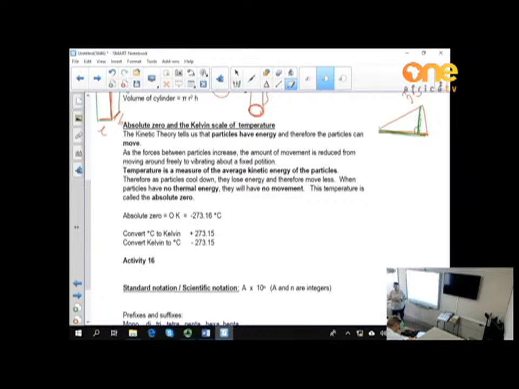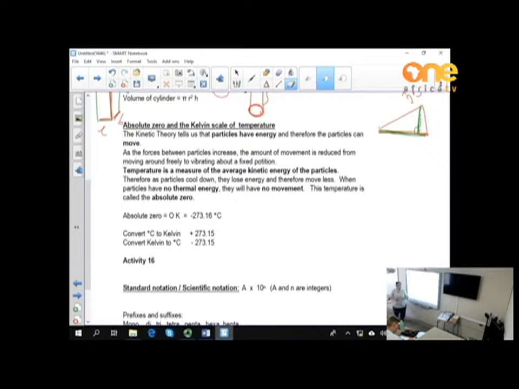Now, the amount of movement particles have is connected to the amount of energy particles have. If I have a gas and I put that gas into a fridge and I make the gas as cold as possible, the particles will not move a lot because they don't have a lot of energy. But if I took that same cylinder of gas and I put it outside in the sun or I threw it onto the fire, what's going to happen? That container is going to explode because the particles gain more energy and they can move more.